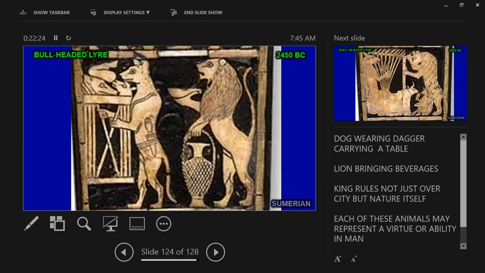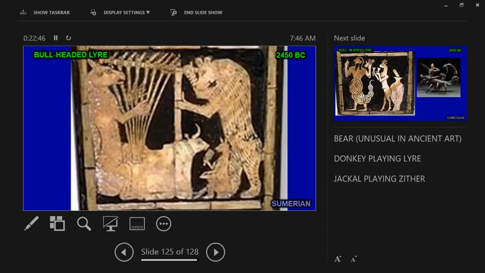And art historians think that the message is that the king rules not just over the city, but over nature itself. Each of these animals may represent a virtue or an ability in man, like a dog would be a symbol of loyalty, and a lion, courage. And then we have a bear, which is unusual in ancient art, and a donkey playing a lyre. Look, he's playing a lyre, the same lyre that this is a part of.